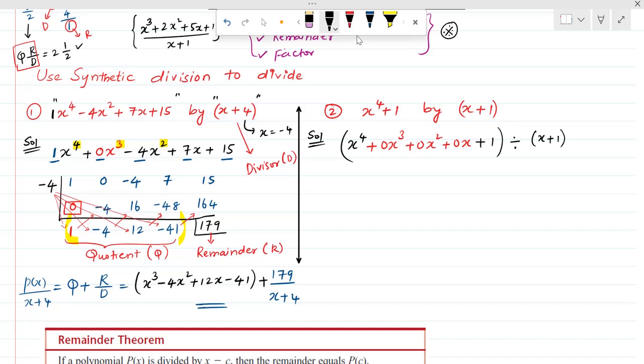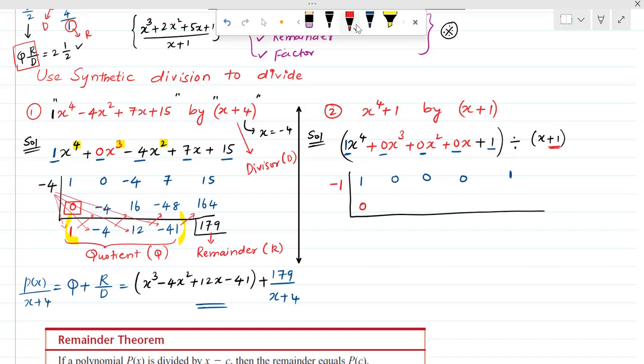Now start the process here. I will solve this with the coefficients. What are the coefficients here? You will have 1, 0, 0, 0, and at the last the constant is 1. Now I have to start the process. To start the process, we take the opposite sign. If it is plus 1, it is minus 1.